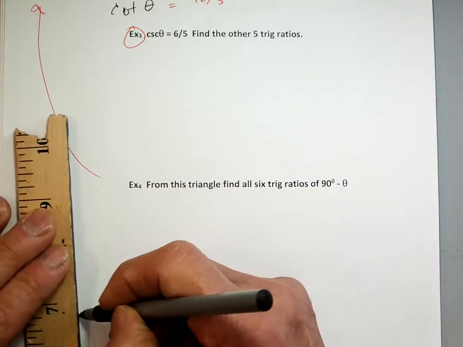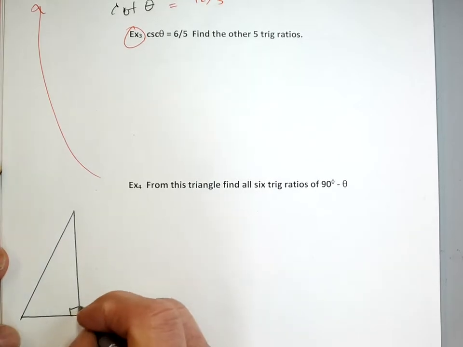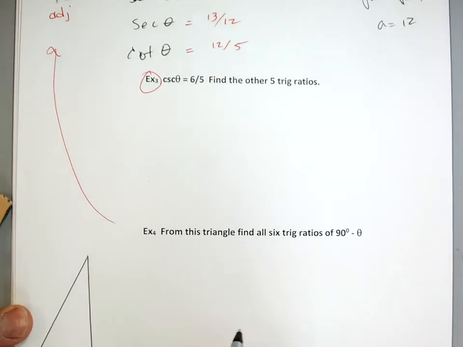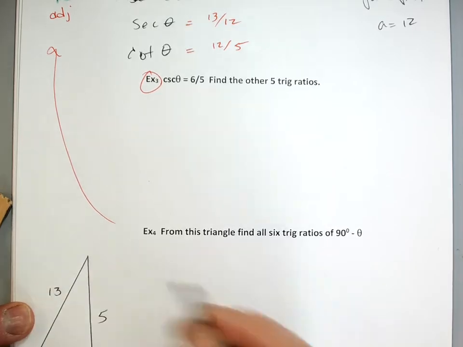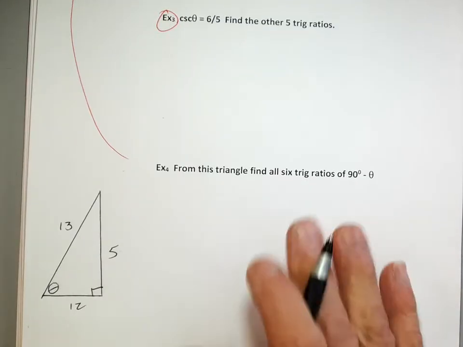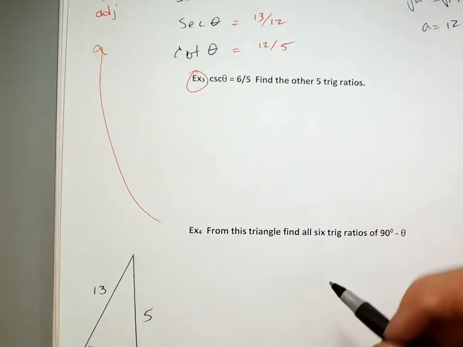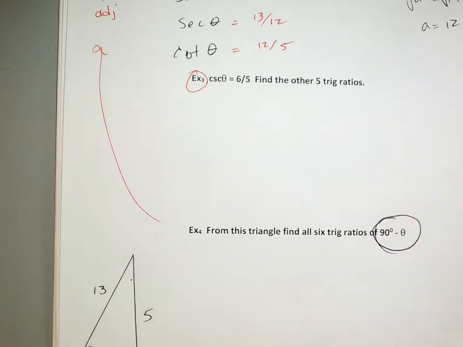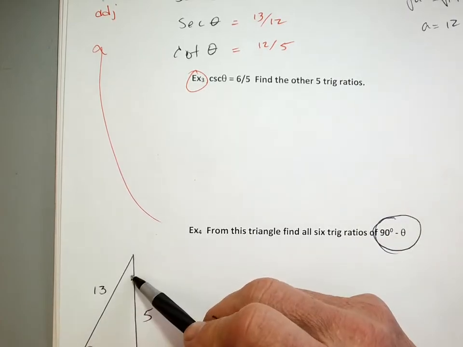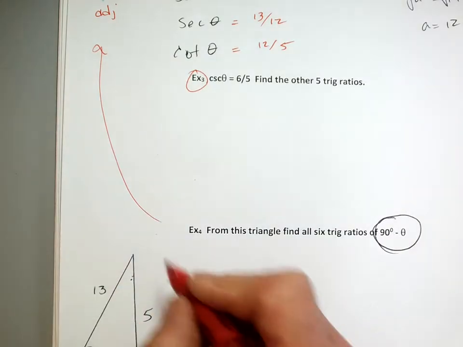Okay, I'm going to redraw this triangle. Here's my 90. Here's my theta. Here's my 12 and my 5 and my 13, right? That's what we came up with. Okay, that's the triangle I want to use right there. Now the 90 minus theta is this angle. Think about it. That's 60, that's 30, that's 80, that's 10. So I want to really use this angle, okay?